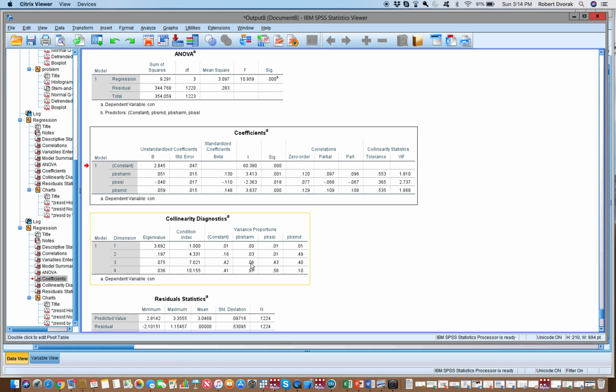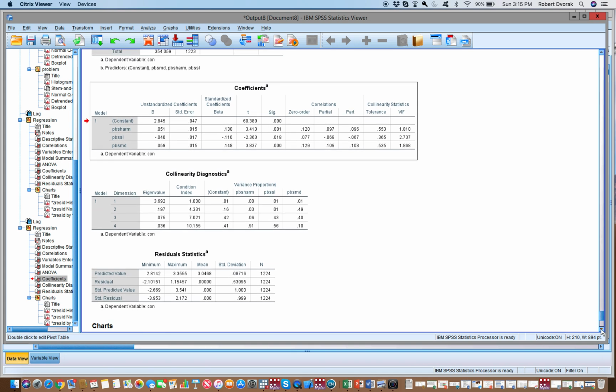Here are our variance proportions. None of these look that great, but you can see that there are multiple dimensions of each one of these, and PBS-MD seems to be roughly the most important factor, though its proportion of variance is spread a little bit. The proportion of variance for PBS harm is all the way down here on the 4th dimension. Don't worry about that for right now. We will get into that a little bit later.